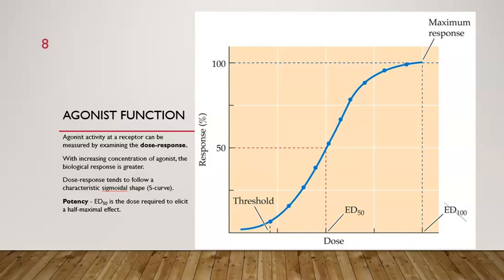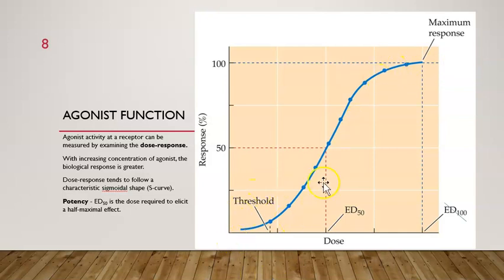So why do we use agonists? Well, one, sometimes we just don't have enough of the natural ligand that our body creates, so we want to increase it. So we have to create a copy. And sometimes recreational drugs, a lot of those will be agonists. Agonist activity at a receptor can actually be measured by examining the dose response.